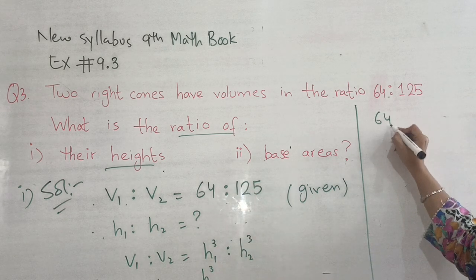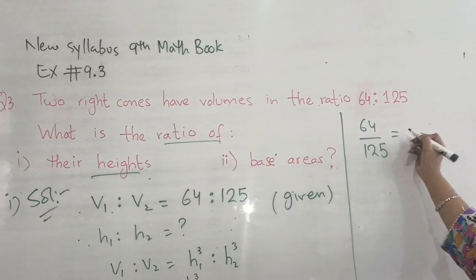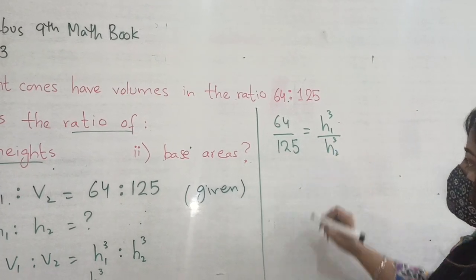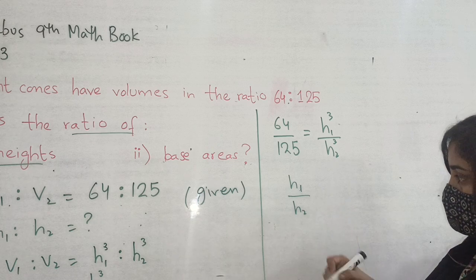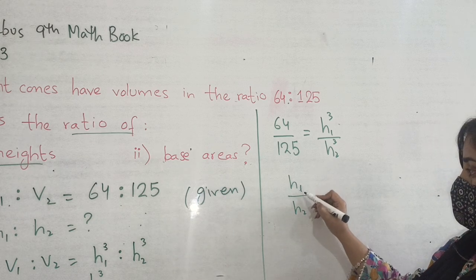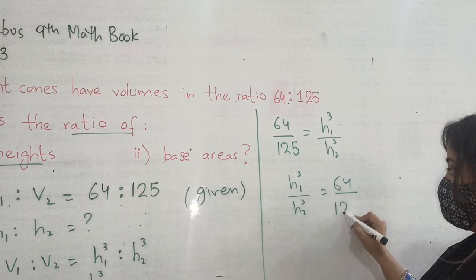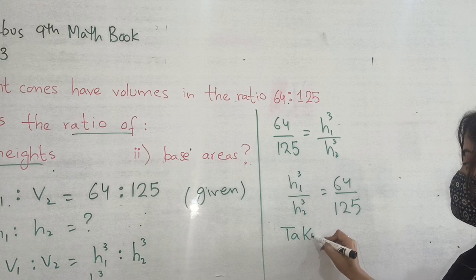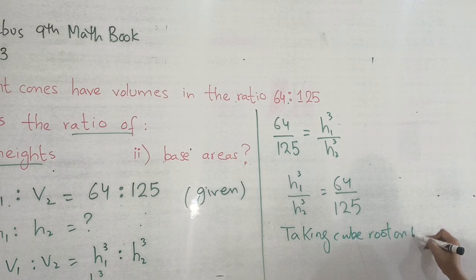Now put the values: 64 over 125 is equal to H1 cube over H2 cube. As we have to find the H1 over H2 ratio, and this is in cube, we have to eliminate the cube. How can we eliminate it? By taking the cube root on both sides.